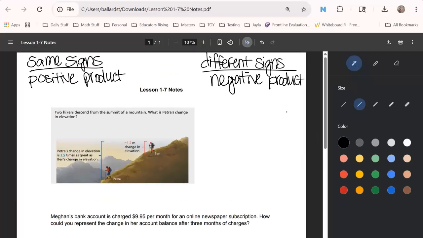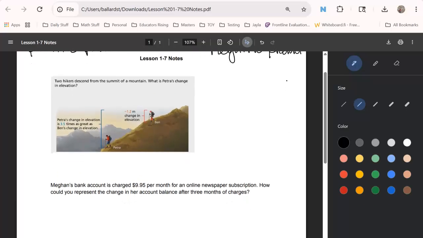Okay, so we're just going to try to solve this first problem. So it says two hikers descend. Descend means to go down from the summit of a mountain. So they're climbing down the mountain. What is Petra's change in elevation?